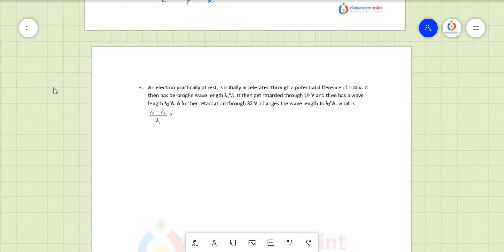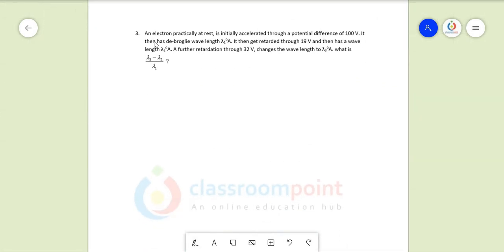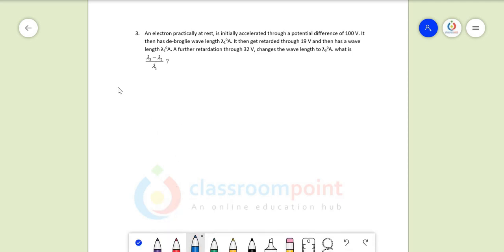Let us see another question. Third question now. An electron practically at rest is initially accelerated through a potential difference of 100 volts. It then has de Broglie wavelength lambda 1 angstroms. It then gets retarded through 19 volts and then has wavelength lambda 2 angstroms. A further retardation through 32 volts changes the wavelength to lambda 3 angstroms. What is (lambda 3 minus lambda 2) divided by lambda 1?